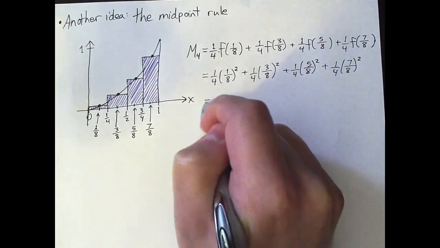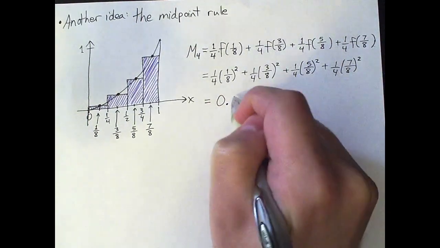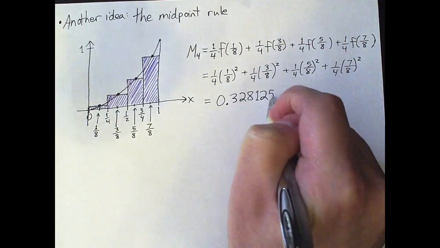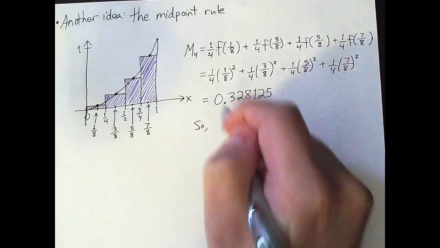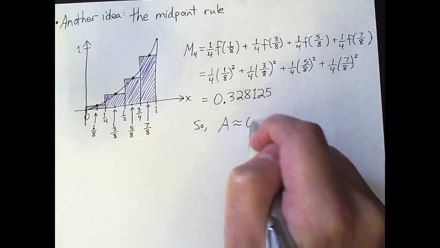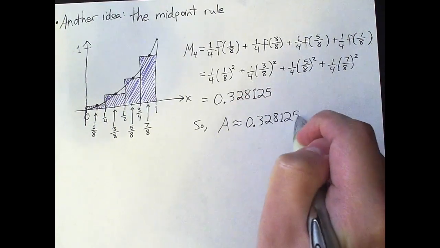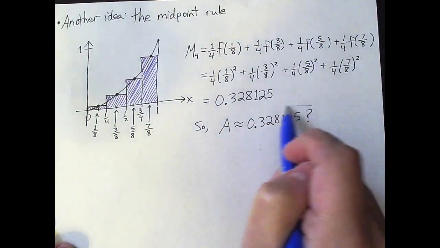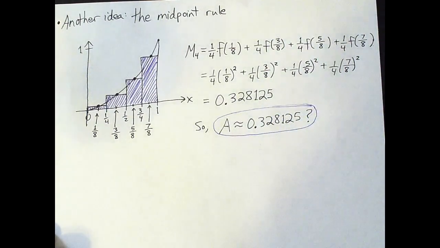All right, so I did this already. I worked this all out. I found that this one is 0.328125. I think that was something over 64. So, does this suggest that the actual area of the region is approximately equal to 0.328125? I'm going to put a question mark next to it because we don't know how close that is to the true area under the curve. Seems like it might be a good estimate, though.